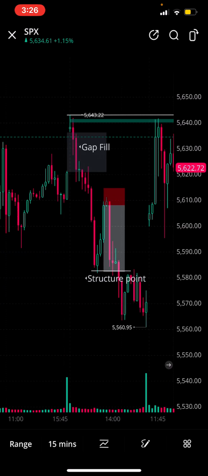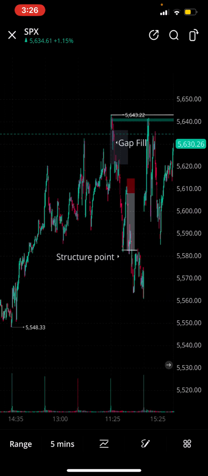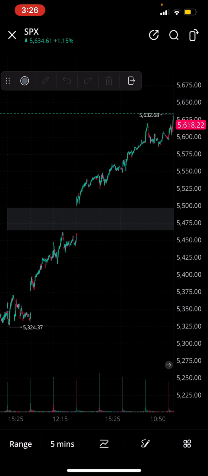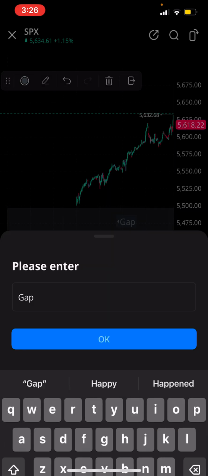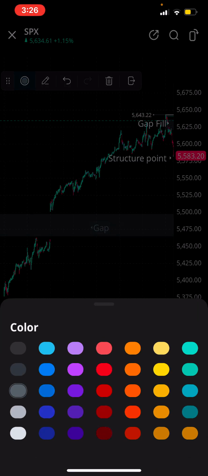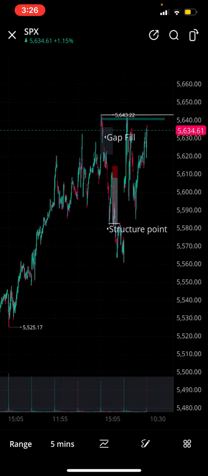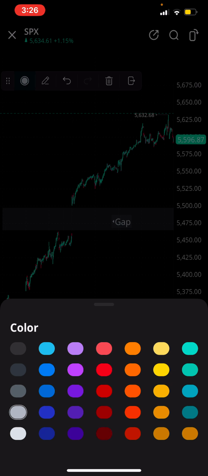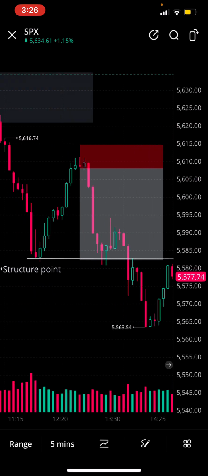Alright, so I want to switch this back. Just go back to my 5 minute. So I want to go ahead and just label this. Until we get a fill, that's just going to be right there. Label gap, just like that. Okay, so let's zoom in.